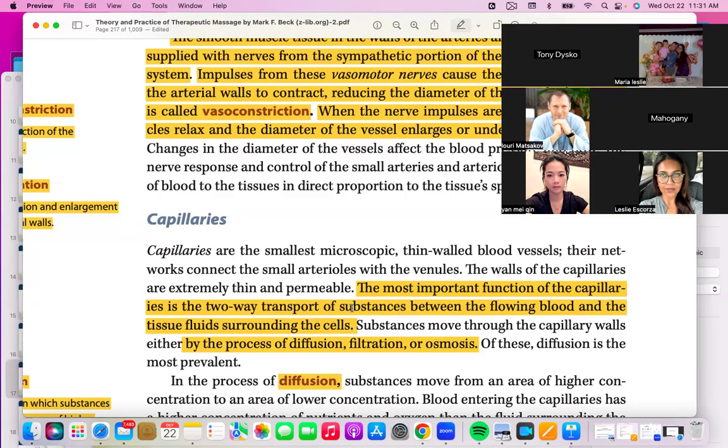So in this case, we have flowing blood and the tissue fluid surrounding the cell. And these walls move substances through three processes. One is called diffusion, the second one filtration, and the third through osmotic pressure.